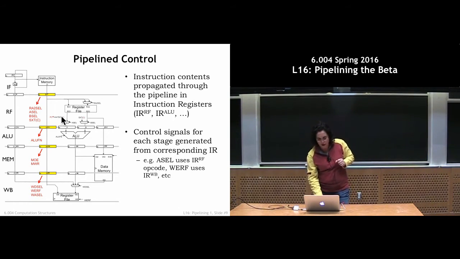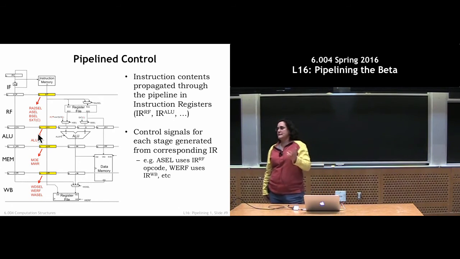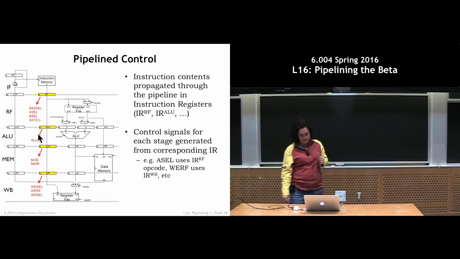Okay? And so all of that information is going to be created using the instruction that's been put into the IRRF register. When we get to our ALU stage, we're going to take a look at this version of the register, which at that point your instruction would have propagated down to here, and that's going to tell you, well, what should my ALU-FN be? Which operation is it that this instruction is trying to execute?